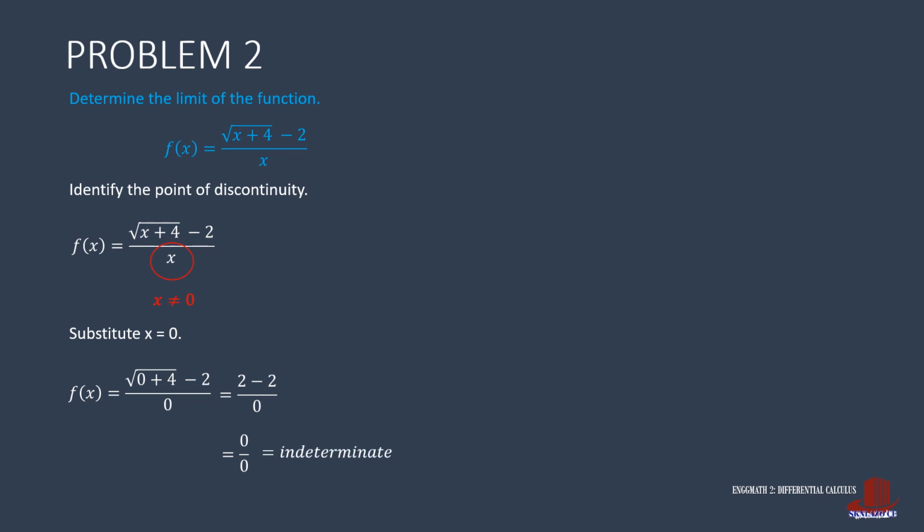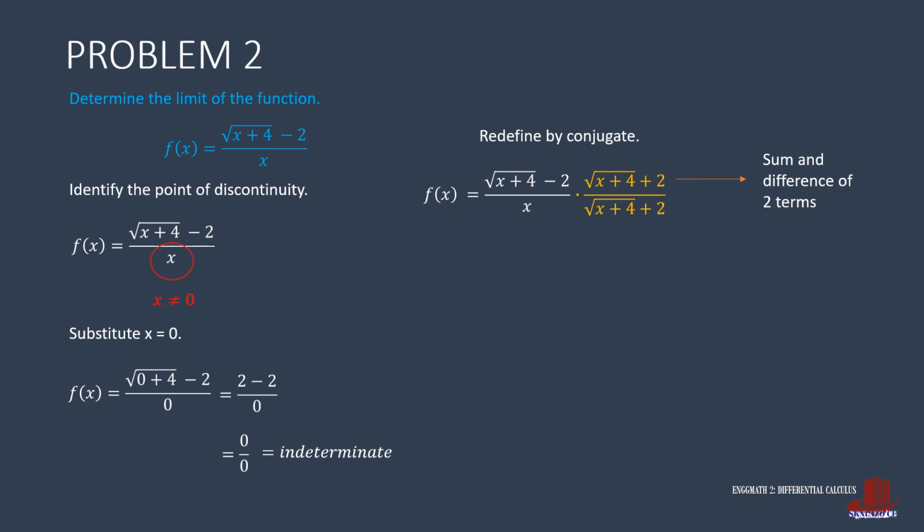After knowing that we cannot use substitution, we redefine the function by using conjugate. The function is then multiplied by the root of x plus 4 plus 2 over the same, creating sum and difference of two terms. The numerator is then simplified, becoming the square of the root of x plus 4 less the square of 2, and this is known as difference of two squares.